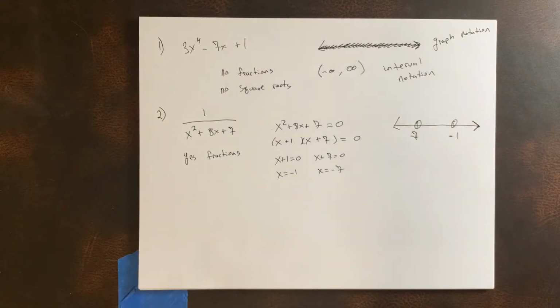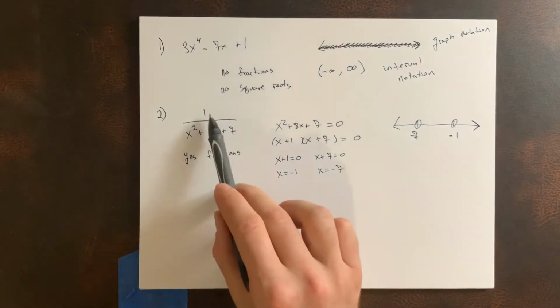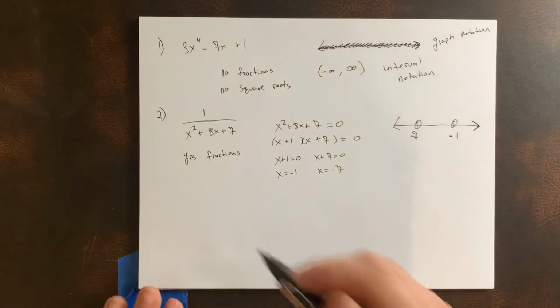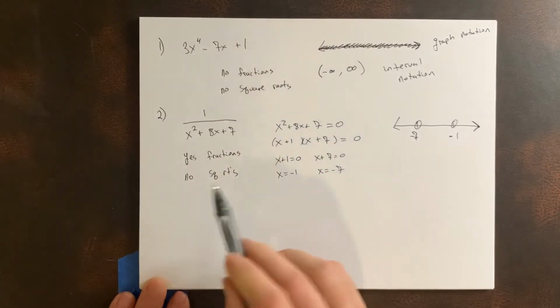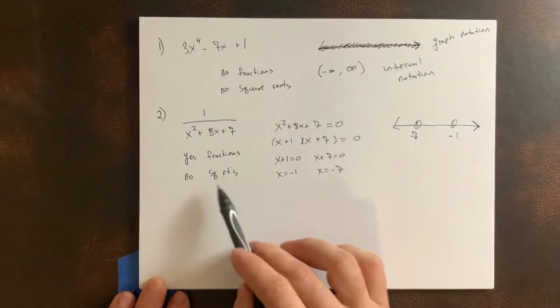All right, so now remember, we have to ask ourselves another question. Are there any square roots? But again, looking at this problem, we don't see any square roots. So there's no square roots. So when there's no square roots, we just don't do anything with that step.